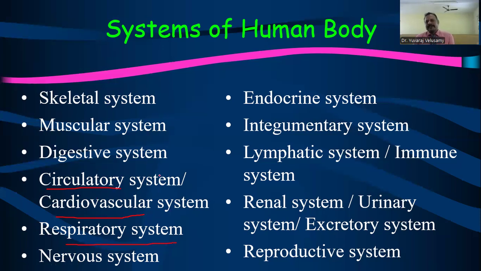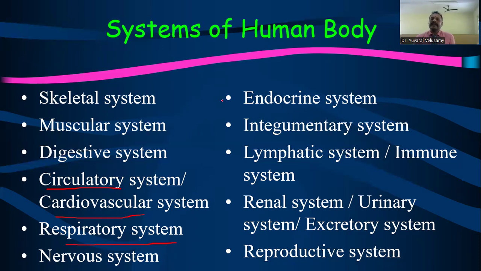Now everything is okay. Then who will control these systems? Now we have the nervous system: the central nervous system and the peripheral nervous system. The brain and spinal cord comprise the central nervous system, and the periphery supplies all other organs. So the brain controls the nervous functions and the functions of the other organs of the human body.